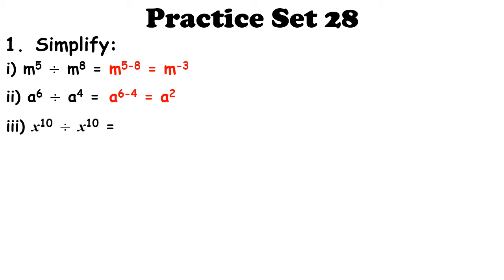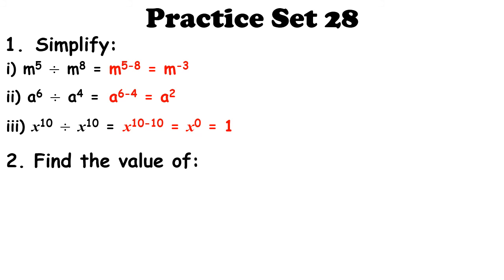The third one, x raised to 10 divided by x raised to 10. It's equal to x raised to 10 minus 10, that is x raised to 0, and any number raised to 0 is equal to 1. Main question number 2. Find the value of. Here we have to find the value of the following numbers.